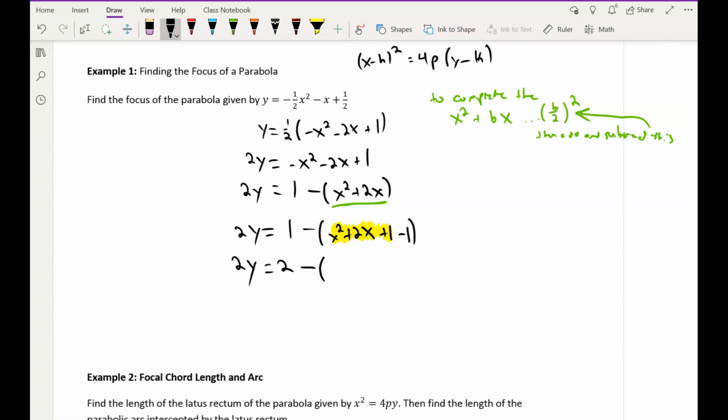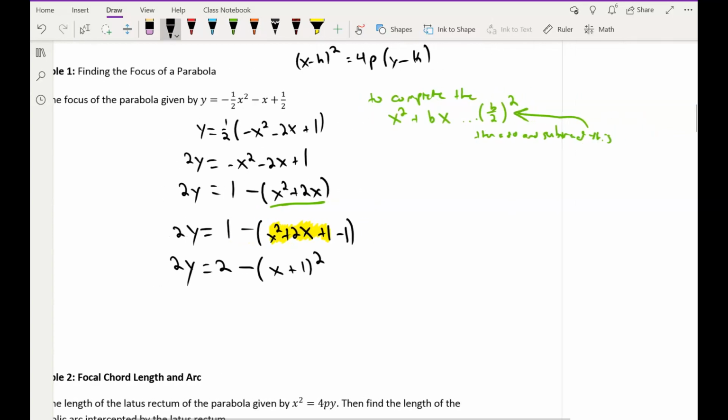Well, what are the factors of 1 that have a sum of 2? And this is just a perfect square binomial. And we get x plus 1 squared. We've just factored that. So we're getting closer to this x minus h squared form. Basically, we just have to move everything to the other side, and do a little factoring, and we're good. So move everything to the other side. This is the same as 2y minus 2 equals negative x plus 1 squared. Divide by that negative, and then I'm just going to rewrite it.